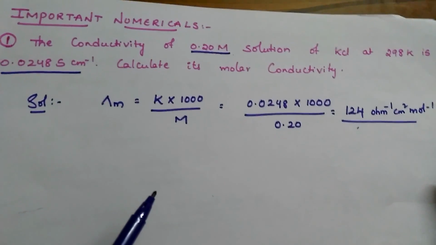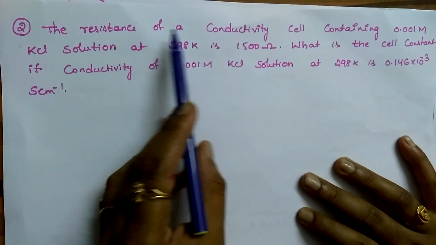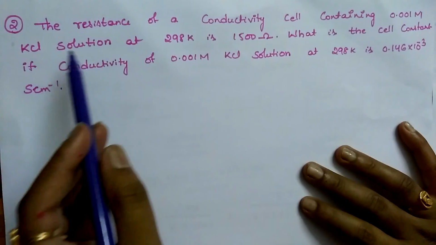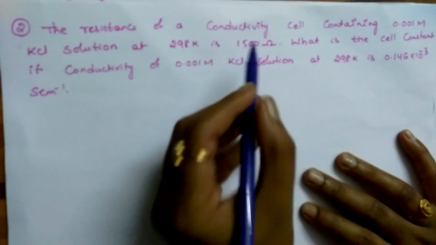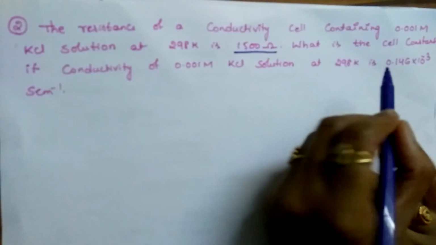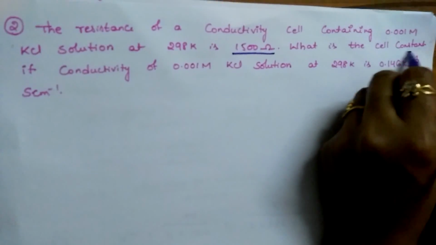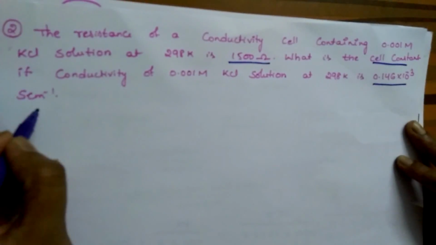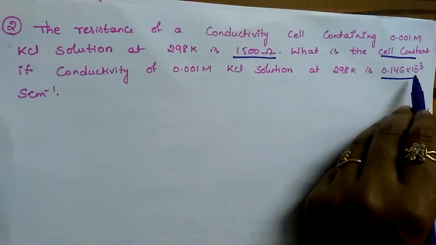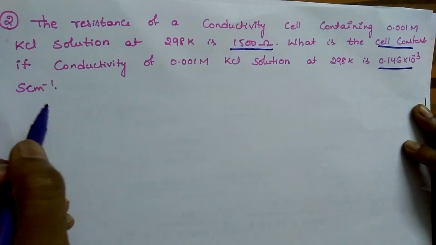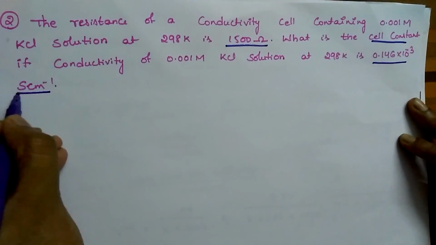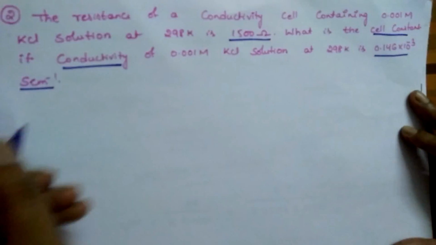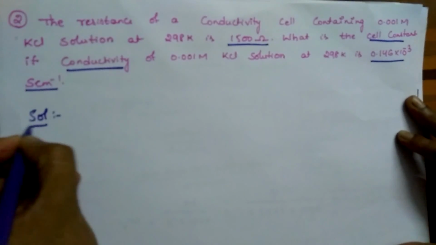Let us see the second numerical. The resistance of a conductivity cell containing 0.001 molar KCl solution at 298 K is 1500 ohms. What is the cell constant? We have to find the cell constant for the same solution, with conductivity 0.146 into 10 to the power of minus 3 Siemens per centimeter. This is the conductivity given. What are they asking students? Cell constant. And what is given in the question?